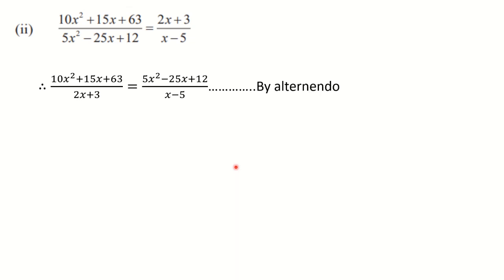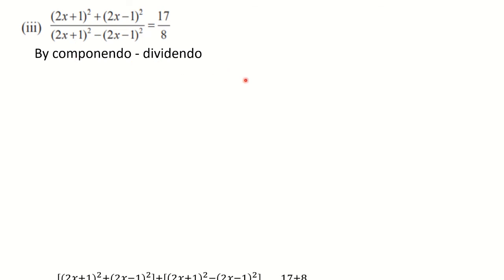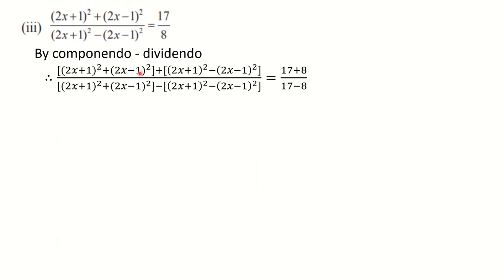In the same way, you can understand this question. We have to solve it the same as the previous one. Do it by yourself. Question number 3. Here, now two brackets are given, and I told you that whenever you see a plus or minus sign, you always make use of componendo dividendo. So this step we got by doing componendo dividendo. Once again I am not explaining because this is revision.